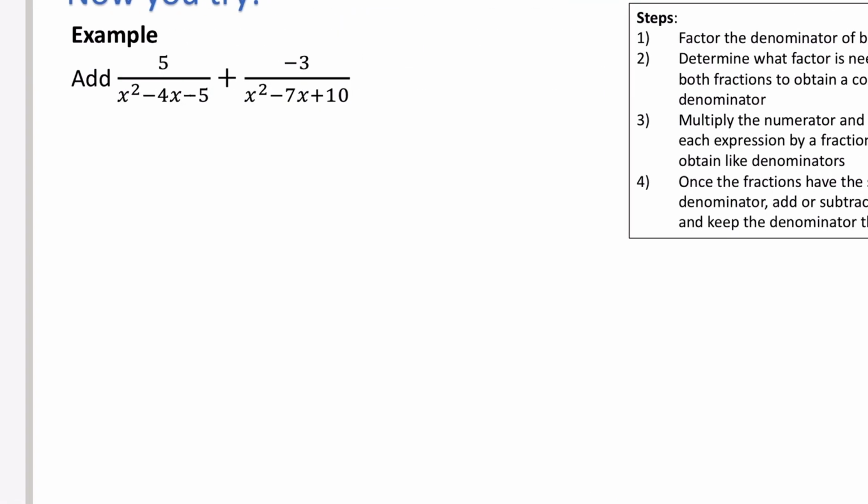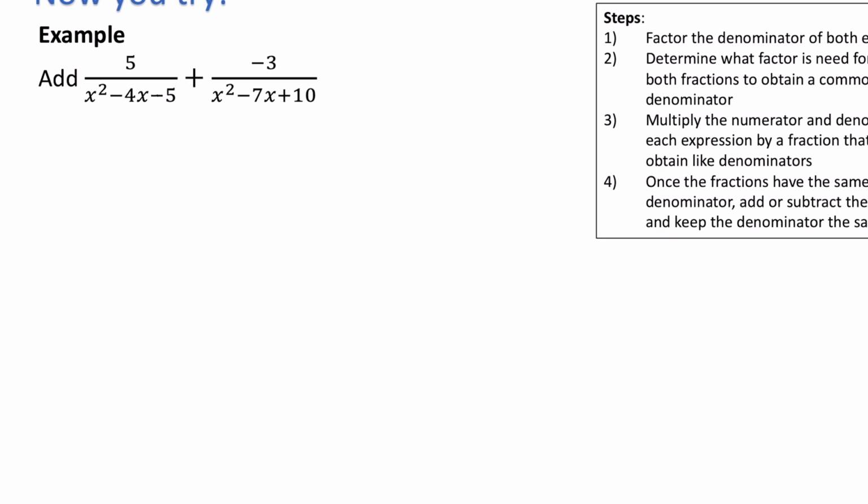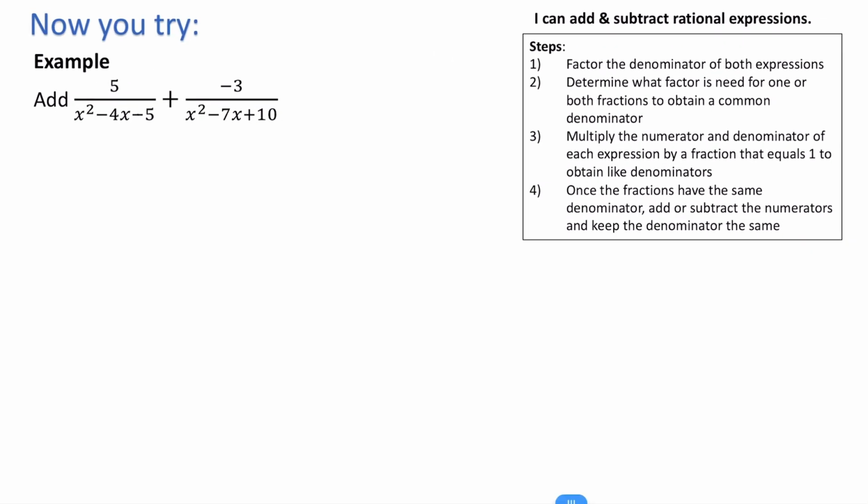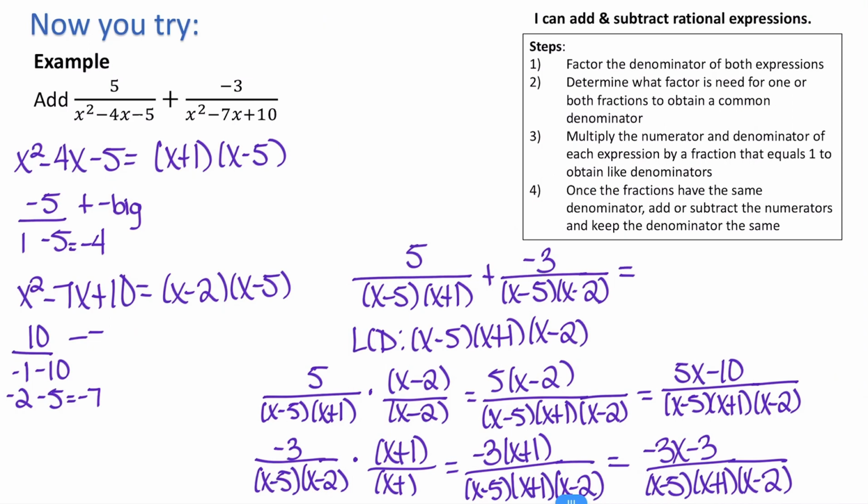So now you can go ahead and pause the video and try this example on your own. When you do this, you're going to fully factor both denominators. So that will give you 5 over x minus 5 times x plus 1. And then the other one will be negative 3 over x minus 5 times x minus 2. So the least common denominator will be x minus 5 times x plus 1 times x minus 2. You're going to multiply the first fraction by x minus 2 over x minus 2, and then the second by x plus 1 over x plus 1.